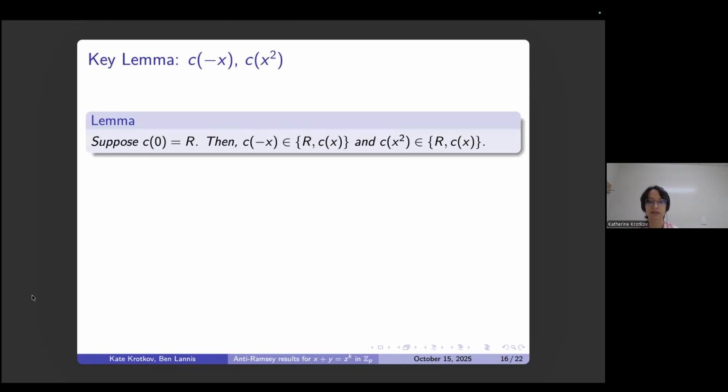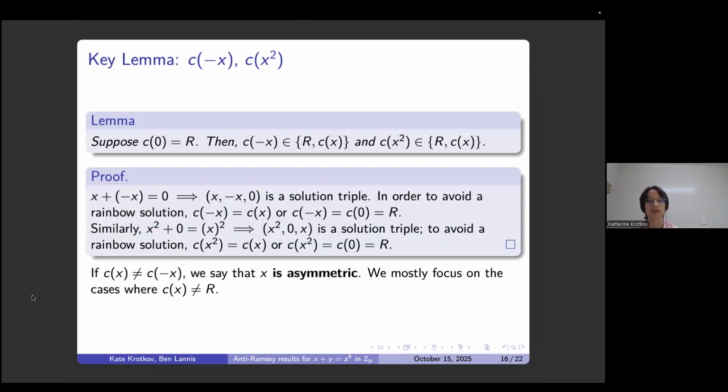And the proof for this is quite simple because x, minus x, and 0 is a solution triple from this equation. And since x and 0 are already defined, you cannot have minus x be a distinct color from the other two, or that would be a rainbow solution. So either it's equal to the color of x or the color of 0, which in this case is red. And you observe the same thing with the solution triple x squared, 0, and x. And also, as an aside, this is also a solution triple for the subtraction equation.